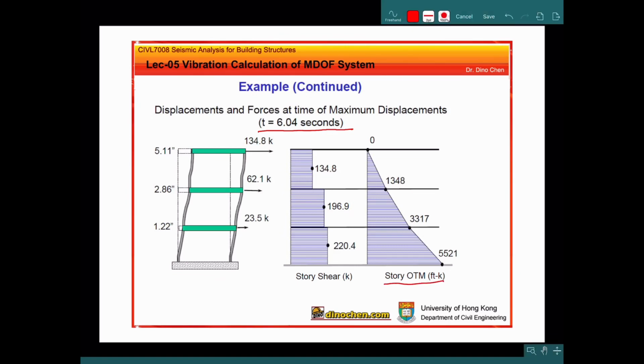Moment is quite easy. After we capture each node shear, we can compute the relationship between the story floor height and the story shear. We can capture the overturning moment. OTM means overturning moment.